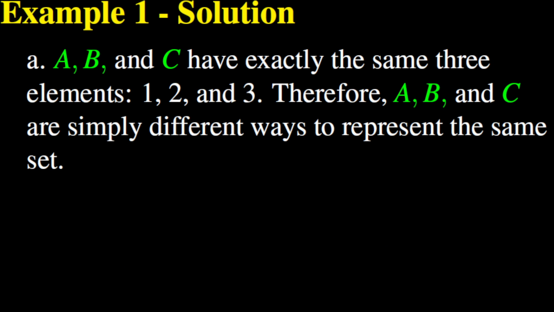Now, let us go over the solution to this first example. By addressing these questions, we will clearly review the intuitive concept of elements of a set. For question A, we see that A, B, and C have exactly the same three elements, 1, 2, and 3. Therefore, A, B, and C are simply different ways to represent the same set. We therefore see that these sets are equal to each other.